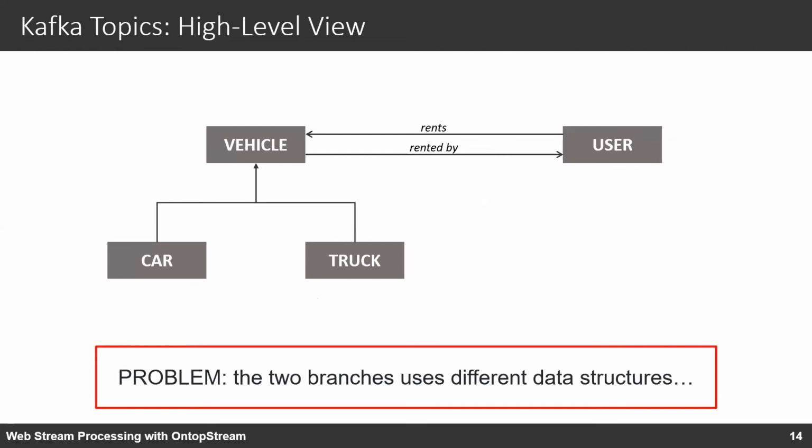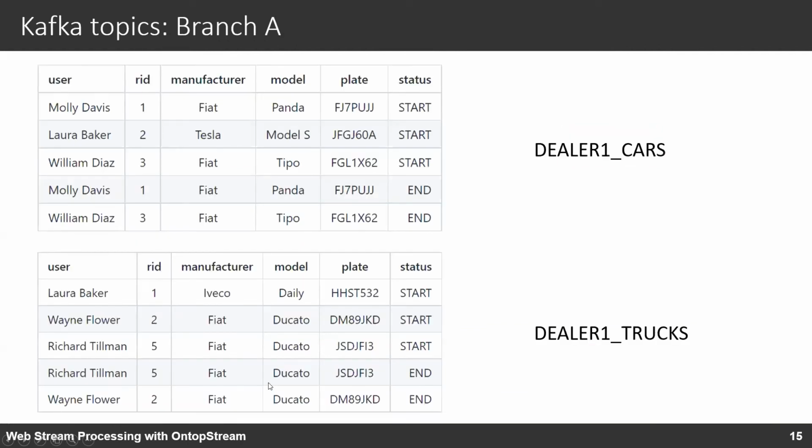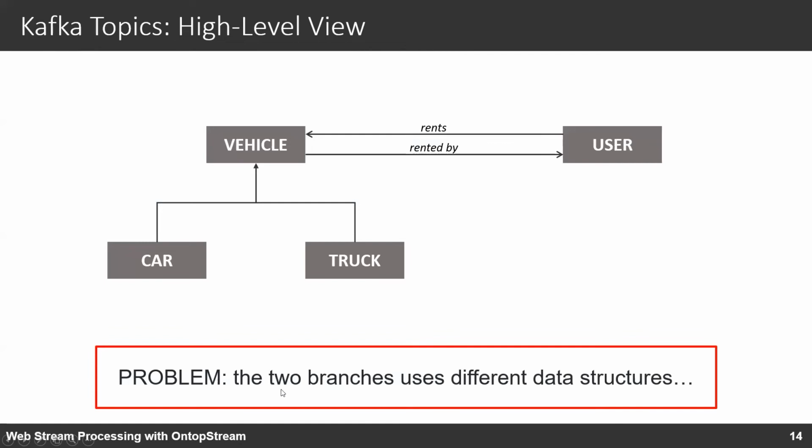Okay, so here is the high-level view of what I've seen before. So we have a vehicle, which can be a car or a truck, and a user which rents a vehicle, and the vehicle which is rented by the user. Of course, the problem at this level is that the branches use different data structures.